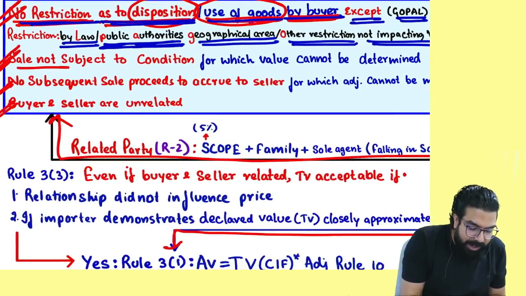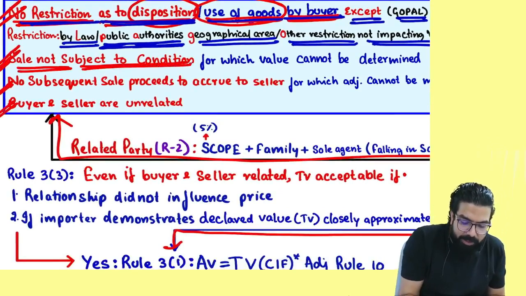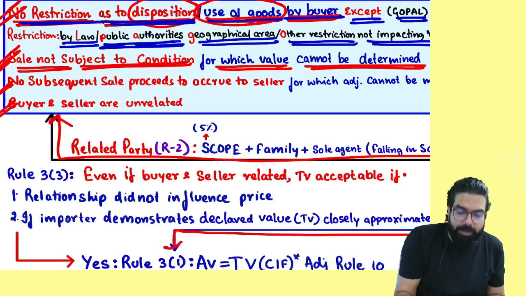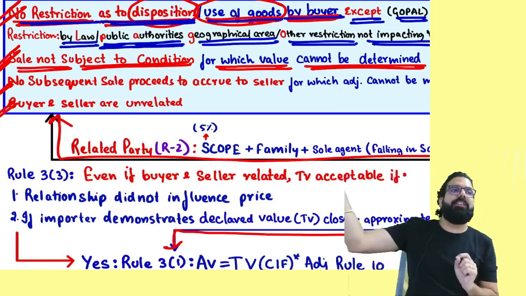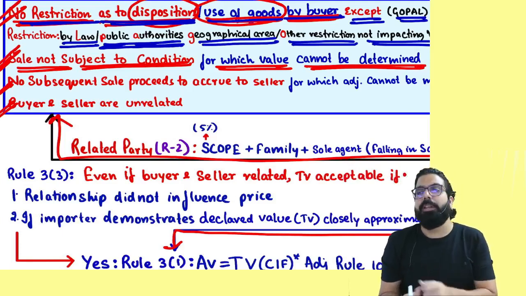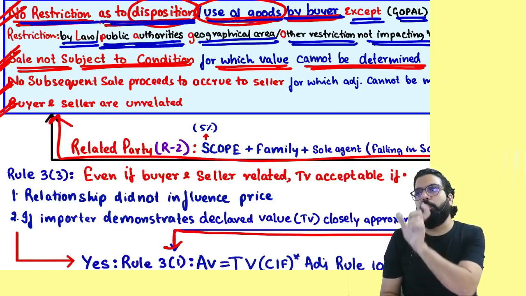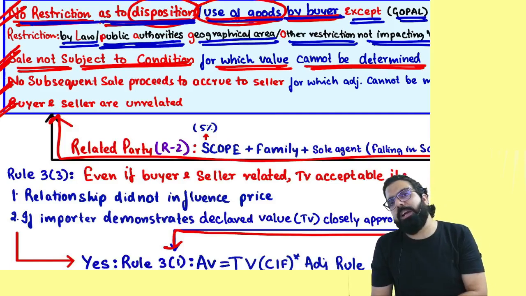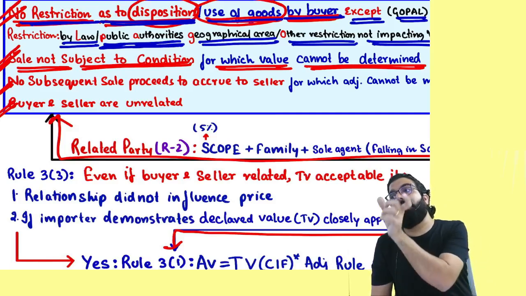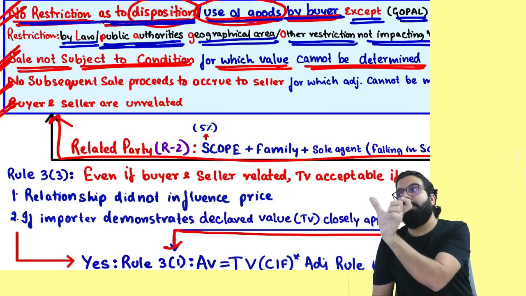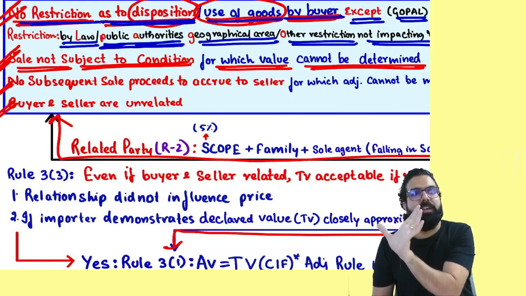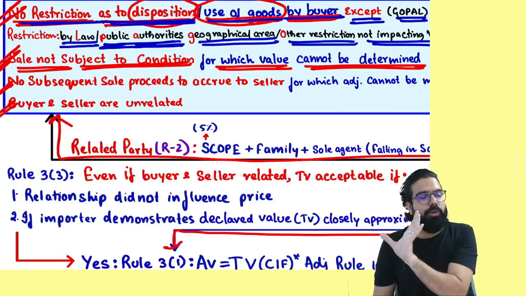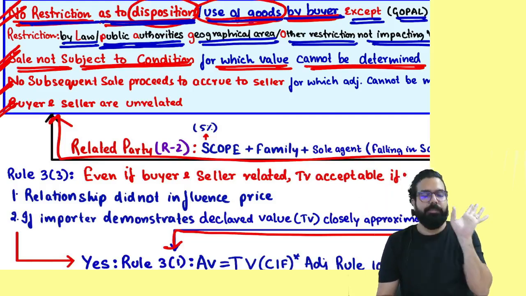The next is, the sale is not subject to a condition for which the value cannot be determined. Sometimes what happens is that when people sell you goods from outside India, they put some condition. And what they are telling is, if the sale is a conditional sale, then the value will not be accepted. The value will be rejected by the officer. The officer will tell you, sir, it's a conditional sale. We will not accept the value. There should not be any condition.